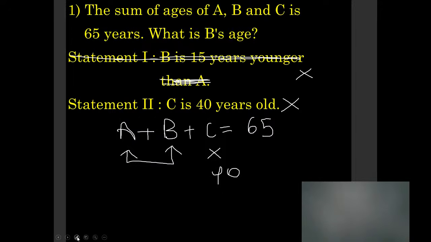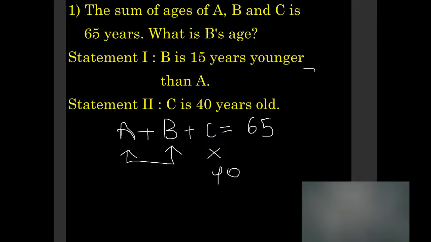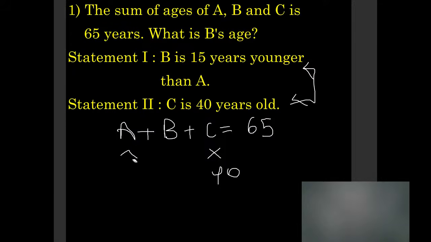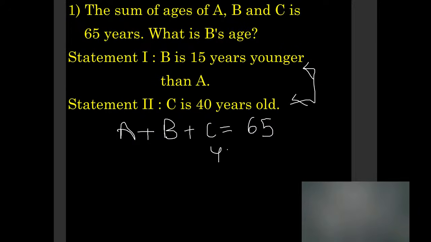Whenever we did not get any answer, we should combine both the statements and try to answer the question. What is B's age? Let us combine statements 1 and 2. Then C's age is 40 years. If C is equal to 40, then automatically A plus B will be 25. So A plus B age is 25.